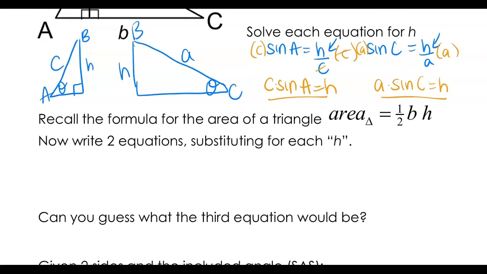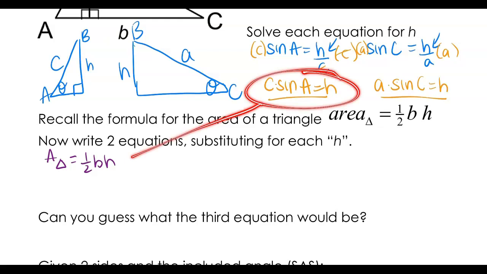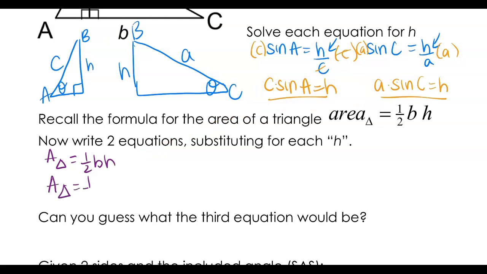So the next step states, recall the formula for area of a triangle, like I mentioned at the beginning, 1/2 base times height. Now you need to create two equations substituting each of the H's that we just found. So this H and this H, we need to substitute them in. Okay, so I'm going to make two separate equations. The area of your triangle is 1/2 base times height. For this first one, I'm going to substitute in the first equation. So I'm just going to take that first H that I found, and I'm going to substitute it in here. So I'm going to rewrite this as the area of my triangle is going to be 1/2 times the base, in parentheses, C times sine of A. That's my new equation.